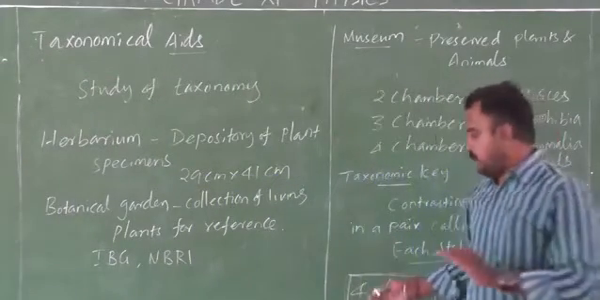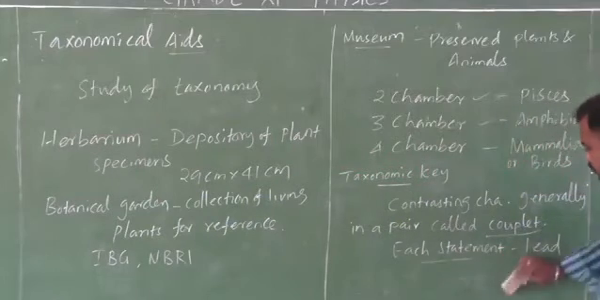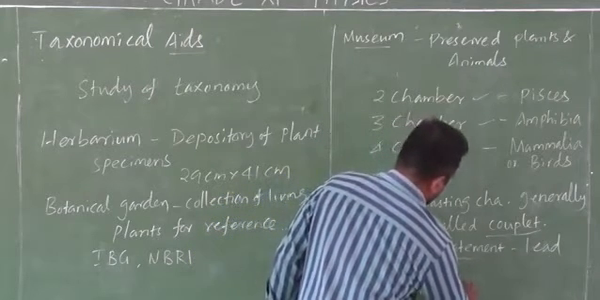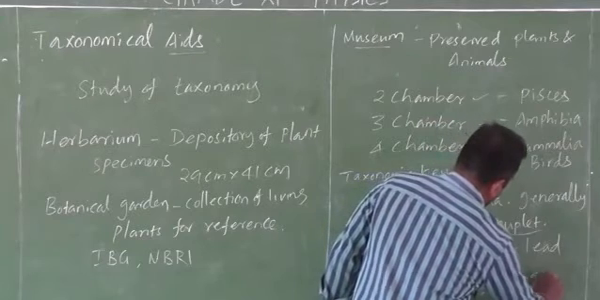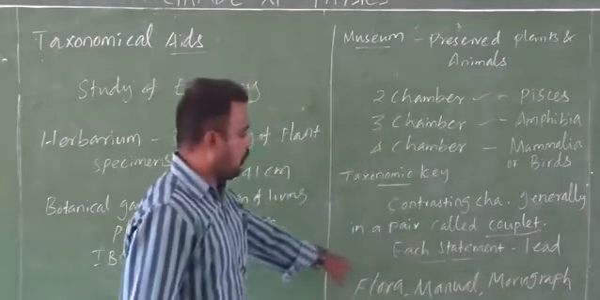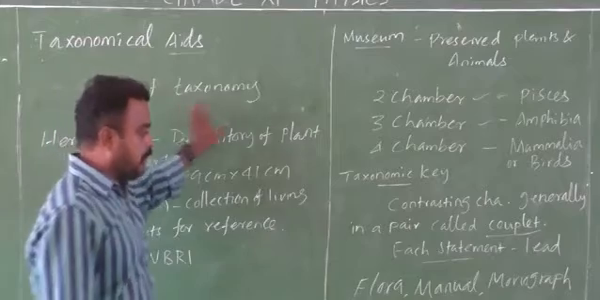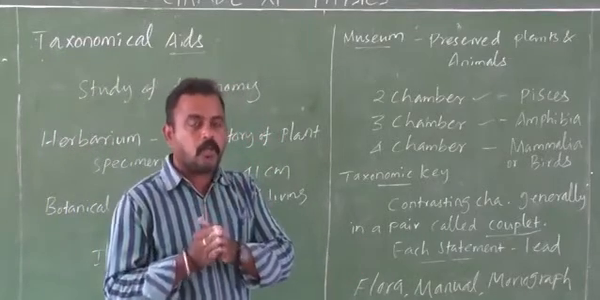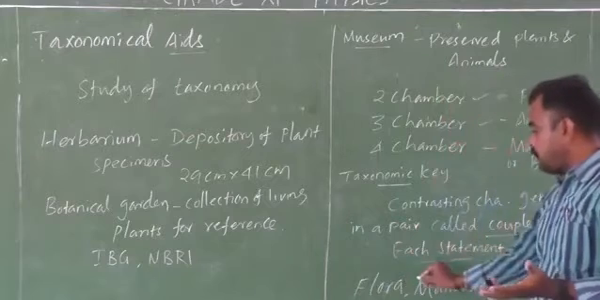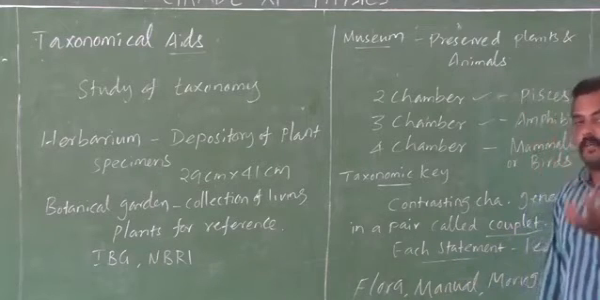The next one, here we have some tools to study the taxonomy. One is flora, and manual, and monograph, and catalogs. So flora, manual, monograph, catalogs. These tools are also useful in the study of taxonomy. If you want to know particular plant characteristics or particular plant information, we can refer to flora, manual, monograph, catalogs. Flora, where you can get information about the plants of a particular area.